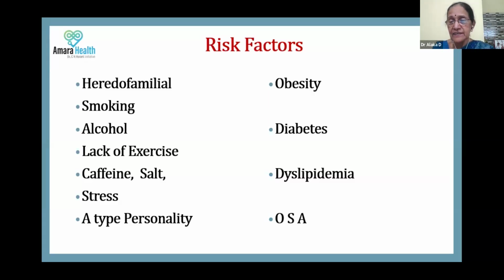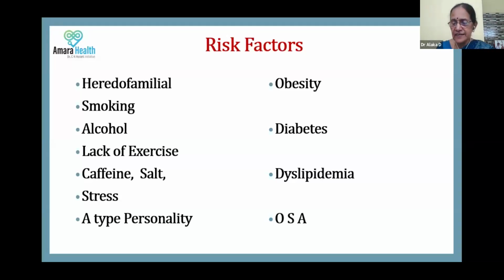Salt intake is another thing because the salt retains the water, and that again will be a risk factor for hypertension. And stress. The stress is the biggest factor for developing hypertension in young people. Our young people, very career-minded people, are called A-type personalities. A-type personality is a very ambitious person, who wants to achieve more and more in the shortest possible time.